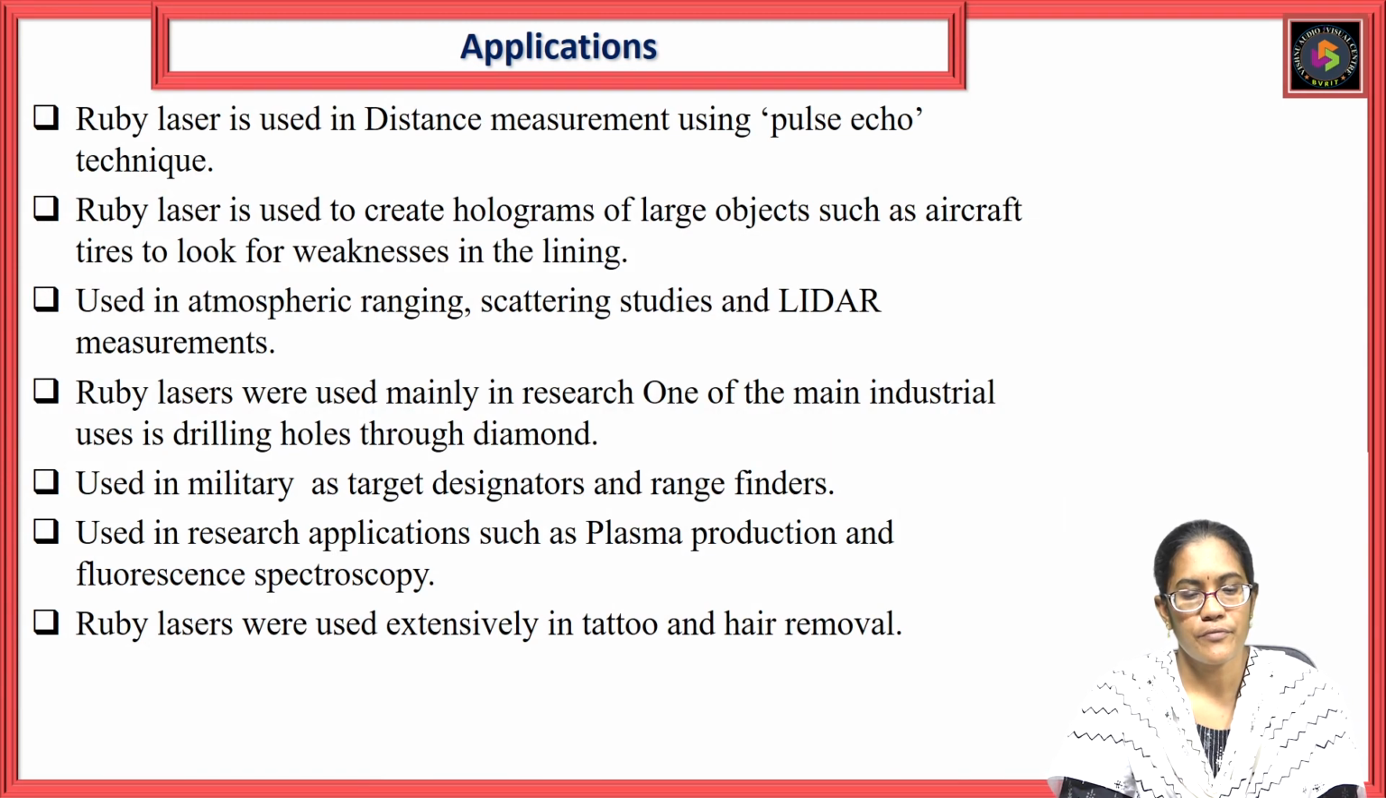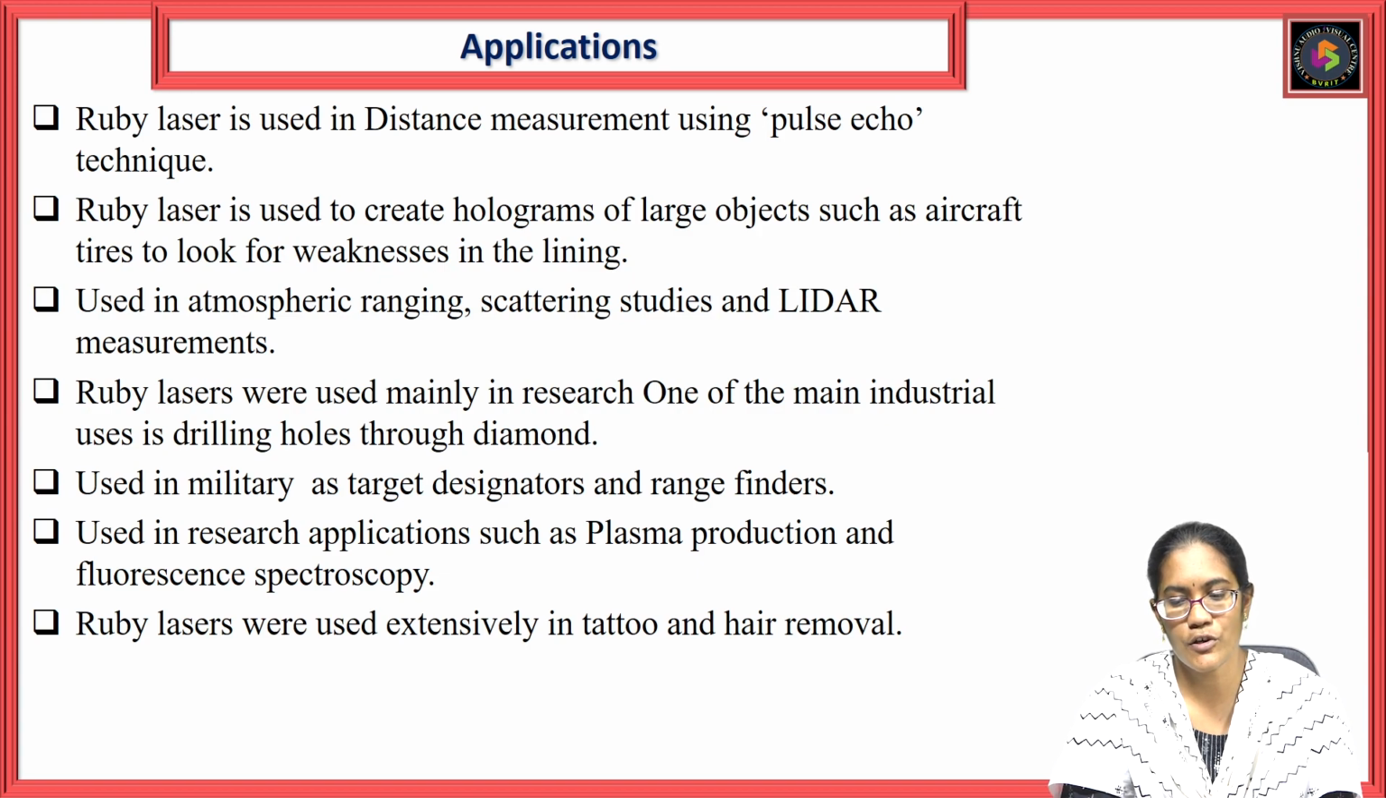Next, applications of the ruby laser. Ruby lasers are used in distance measurement using the pulse echo technique, and to create holograms of large objects such as aircraft tiles to look for weaknesses in the lining. These are also used in holograms to record 3D objects, and in atmospheric ranging, scattering studies, and lidar measurements.